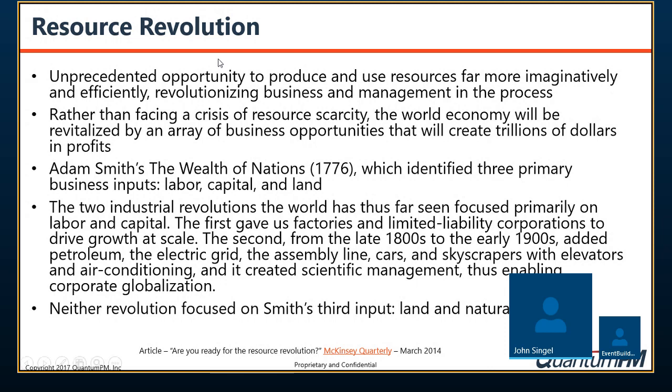And this one is kind of interesting. Adam Smith, I don't know if anybody in high school remembers reading Wealth of Nations, identified three primary business inputs: labor, capital, and land. In terms of the industrial revolutions we've had in the past, we've had increases, limited liabilities and driving scale that impact labor. In terms of capital, we've had petroleum, the electric grid, assembly line cars, skyscrapers, and scientific measurement. That's enabling corporate globalization, which has impacted capital, but we haven't done anything about land and natural resources. So there is in fact a third lever here that hasn't really been explored as much as possible.